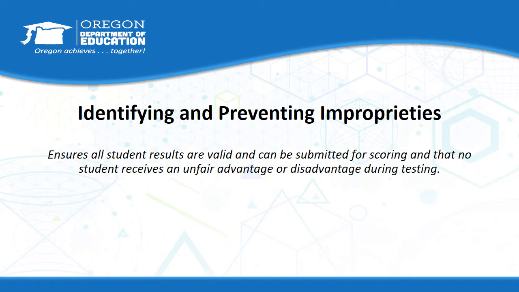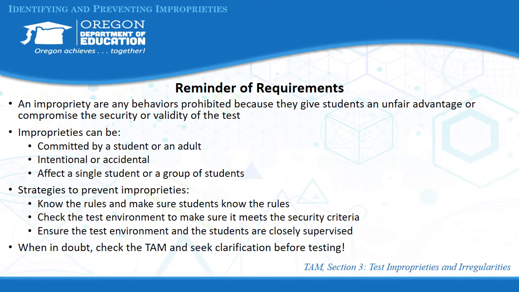Next, we will review how to identify and prevent improprieties. An impropriety is any behavior that is prohibited because it gives students an unfair advantage or compromises the security or validity of the test. This includes behaviors committed by either adults or students, whether intentionally or by accident. Sections 3.1 and 3.2 of the TAM provide tables that identify examples of common adult and student-initiated test improprieties. However, it is important to note that these tables are not exhaustive.